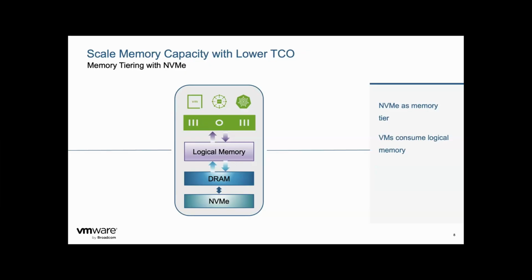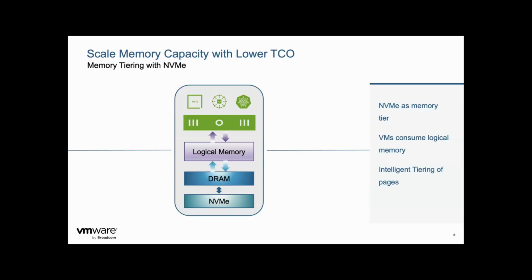So we're using NVMe as a memory tier. The VMs consume the logical memory, so they have no idea that in the background you have DRAM and NVMe. To them, it's just transparent. They just know, I've got 10 gigs of memory, that's great, and move on, right?